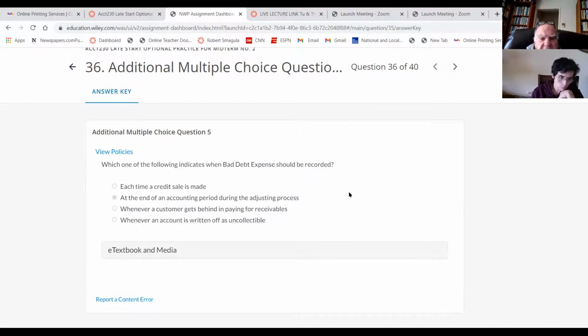Which of the following indicates when bad debts is recorded? We should know this. Only at the end of the month. It's an adjusting journal entry. You only do it at the end of the month, and you debit bad debt expense, and you credit the allowance for doubtful accounts.